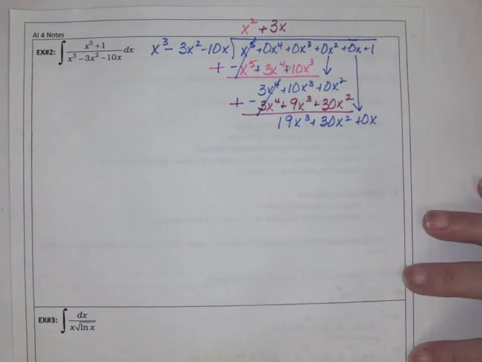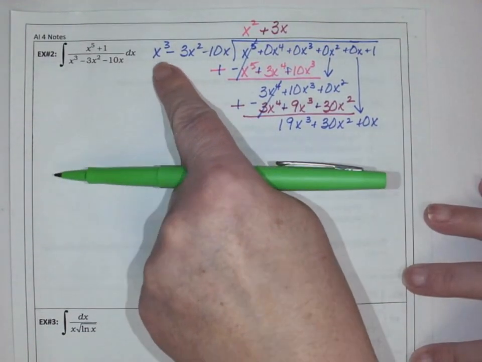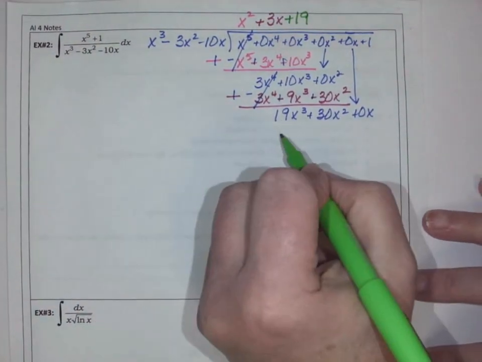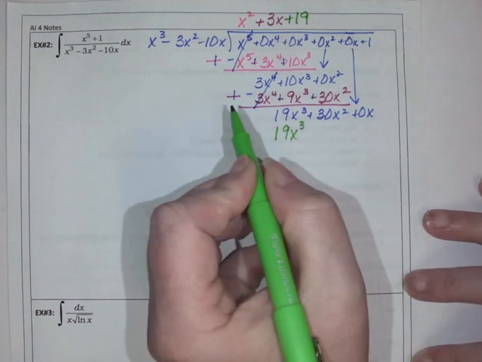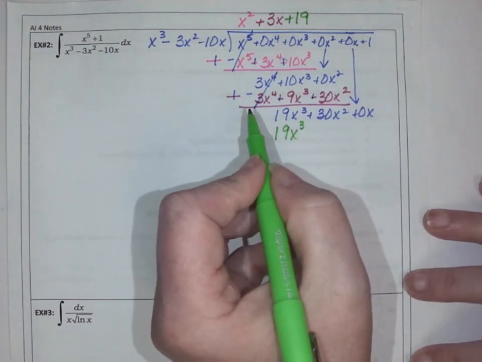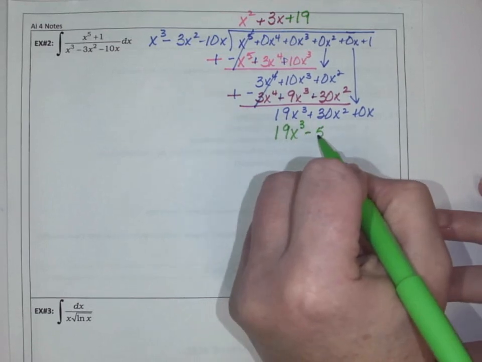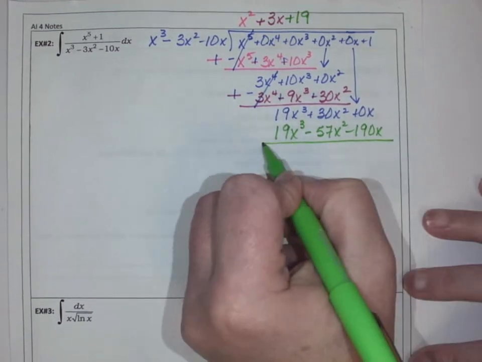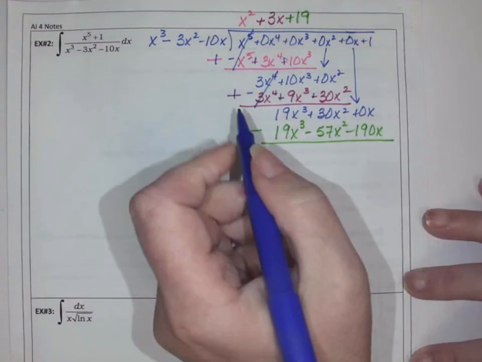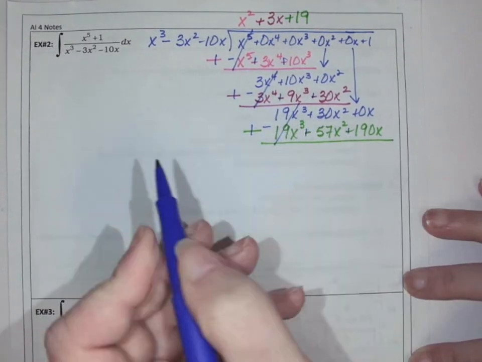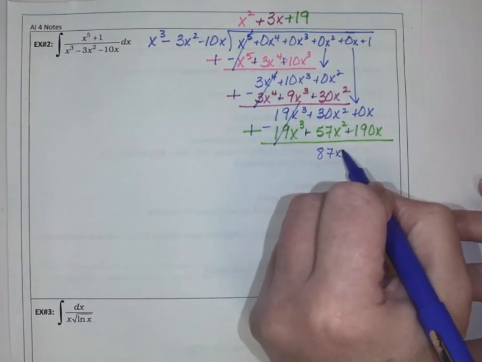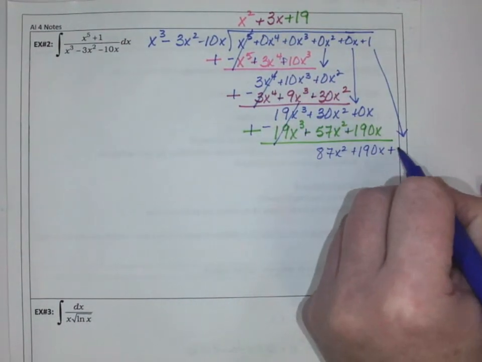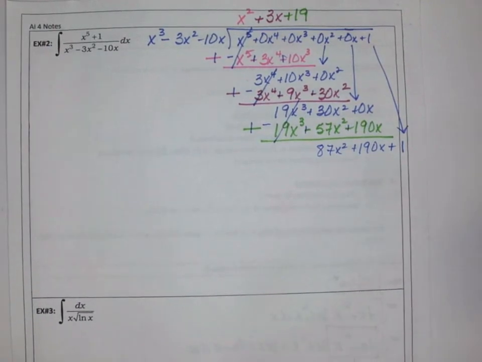Again, told you my numbers are going to start getting bad, because now to get from an x cubed to a 19x cubed, I need to multiply by 19. So this gives me a 19x cubed, and then I end up with a minus 57x squared and a minus 190x. Again, I told you the numbers were bad. So I'm going to distribute my negative. Those cancel out, so that gives me 87x squared plus 190x, and then don't forget you have to bring down that plus 1. Okay, so that is my long division.